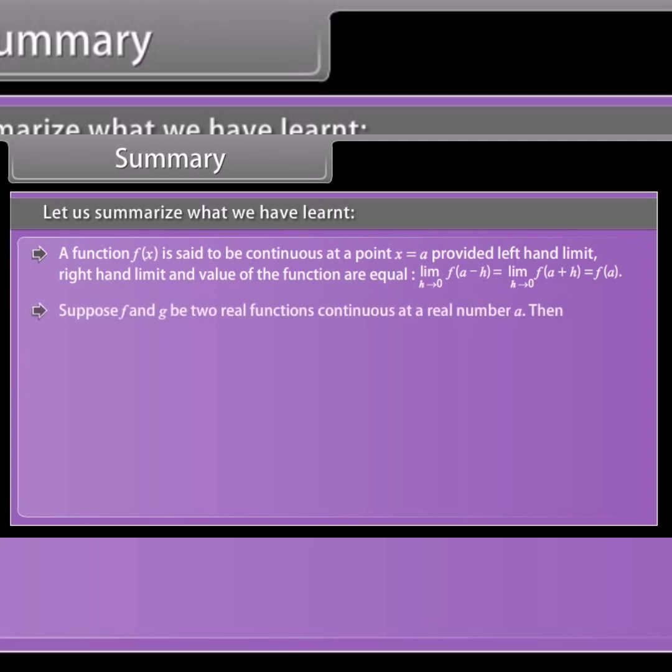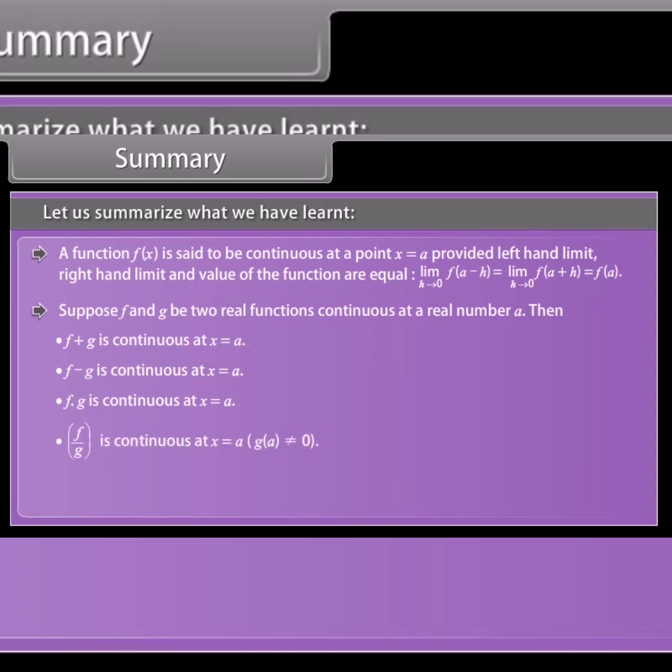Suppose f and g are two real functions continuous at a real number a, then f plus g is continuous at x is equal to a. f minus g is continuous at x is equal to a. f into g is continuous at x is equal to a. f by g is continuous at x is equal to a, g of a not equal to 0.